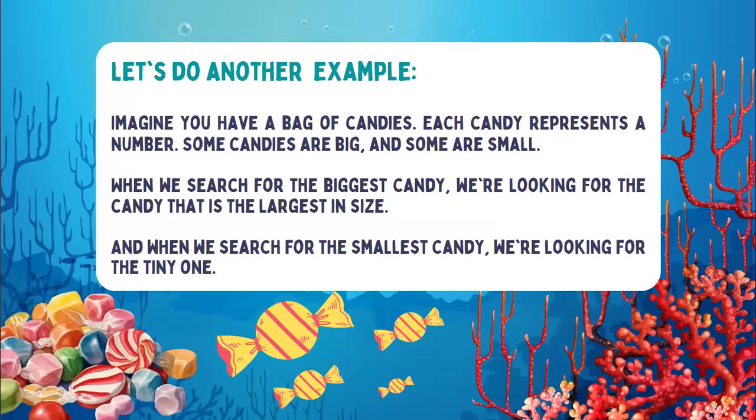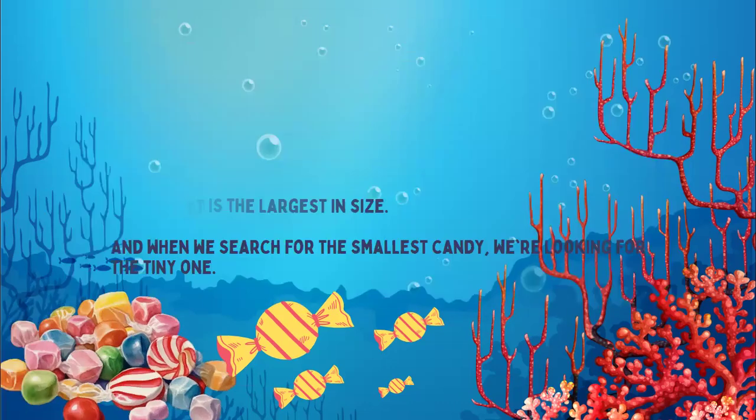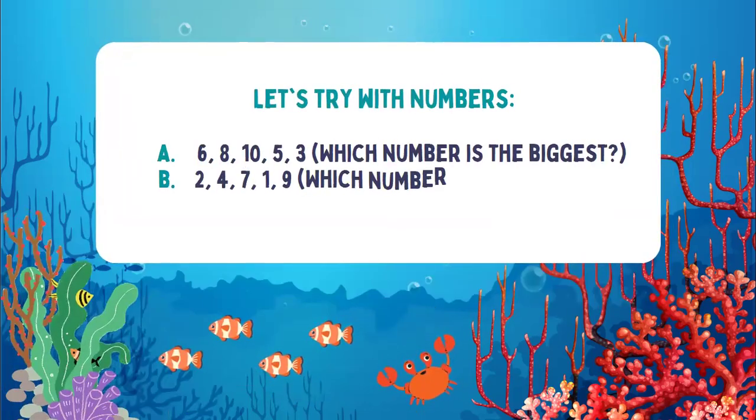Let's do another example. Imagine you came from Halloween after trick or treating and have a bag of candies. Each candy represents a number, and some candies are big, some are small. See, when we search for the biggest candy, we're looking for the candy that is largest in size. Whereas when we search for the smallest candy, we're looking for the most tiny one. Right? Let's try the same thing with numbers.